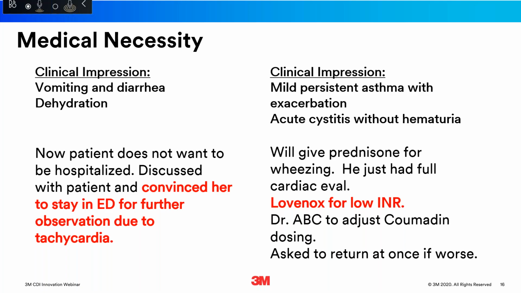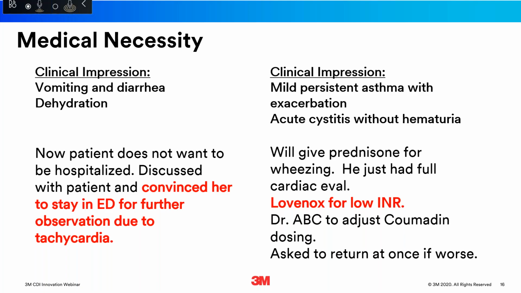But this particular note says, now patient does not want to be hospitalized, discussed with patient and convinced her to stay in the ED for further observation due to tachycardia. So sometimes tachycardia is a symptom of dehydration, but in this particular case, this patient's convinced to stay in the ED for further observation due to the tachycardia, not the dehydration, but the tachycardia. Our coding guidelines tell us if it's an extended stay, if that condition extends the patient's stay or requires additional treatment, it needs to be coded. So in this case, I would code additionally the tachycardia.